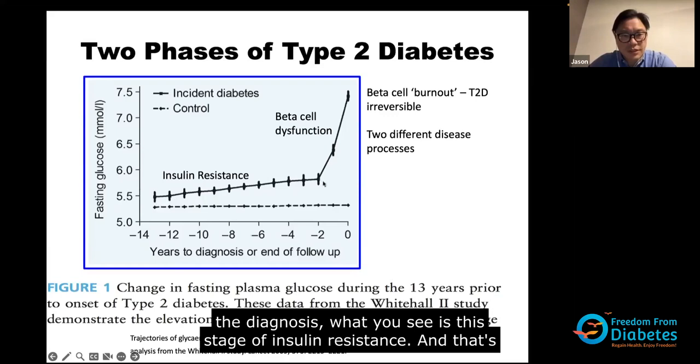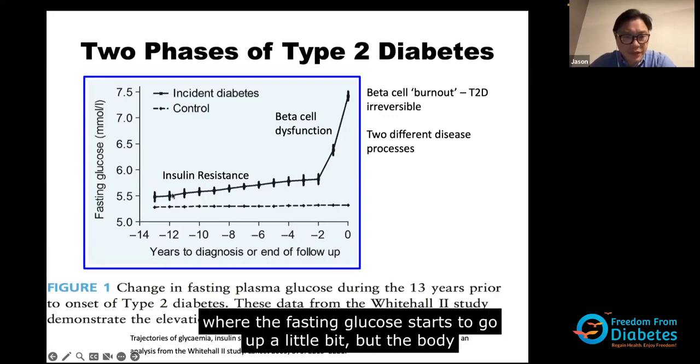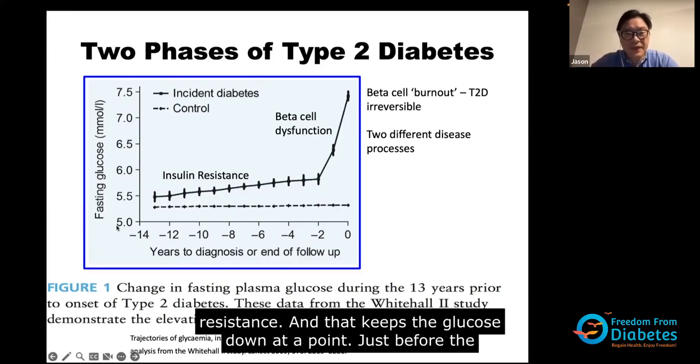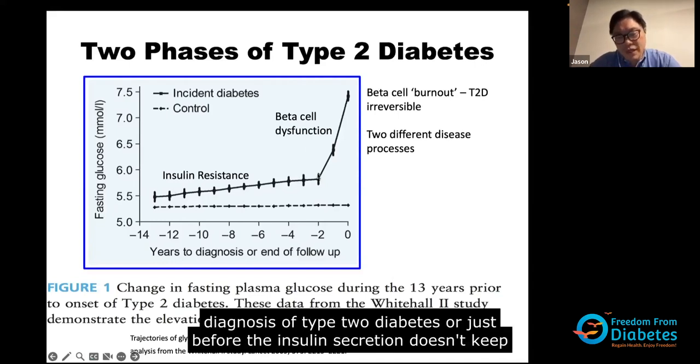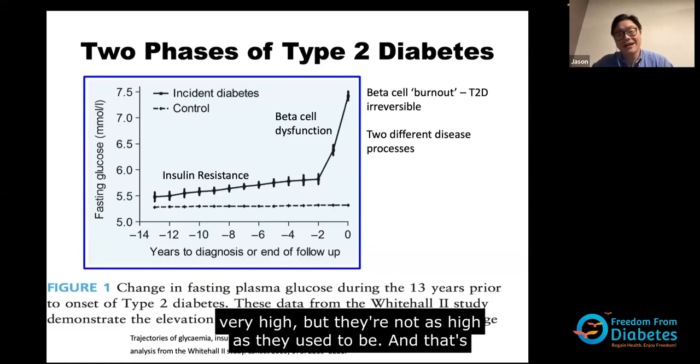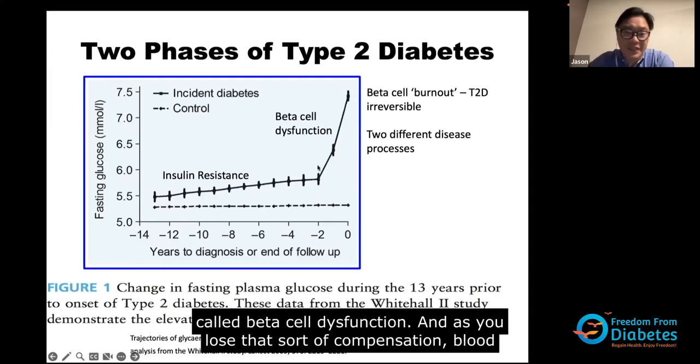What you see is this stage of insulin resistance. And that's where the fasting glucose starts to go up a little bit, but the body produces more insulin. So you have both hyperinsulinemia as well as insulin resistance, and that keeps the glucose down. At a point just before the diagnosis of type 2 diabetes, the insulin secretion doesn't keep up. And mind you, it's not that insulin levels are low. They're actually very high, but they're not as high as they used to be. And that's called beta cell dysfunction.